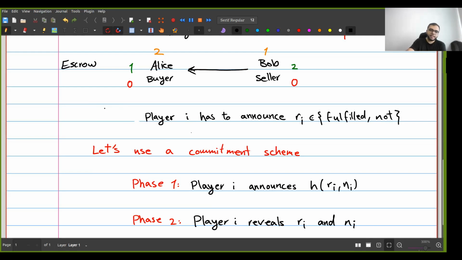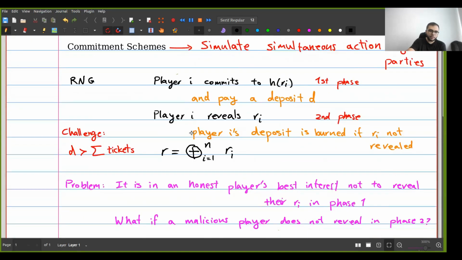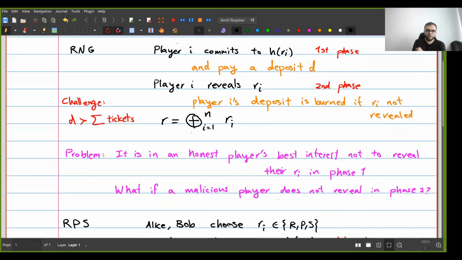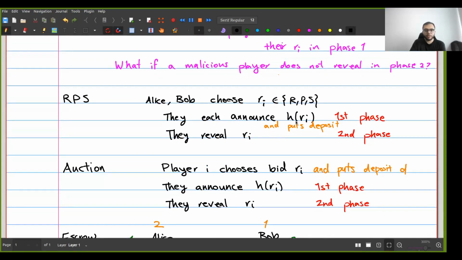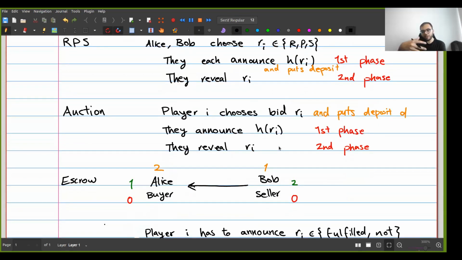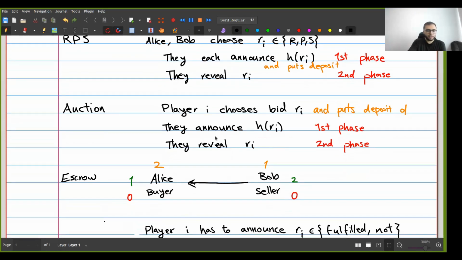So you see the conceptual difference is in the incentives. In all of these examples, each player had an incentive to keep their value hidden in the first phase. So in the random number generation, for example, you didn't want other players to know what RI you're playing when you're in the first phase. In RPS, of course, you don't want the other player to know what you're playing in the first phase, because then they would just play the best strategy against you and they will win. In the auctions, it's a similar situation. You don't want other people to know how much you're bidding, because they can just bid higher than you, right? So in all of these cases, it was in every player's best interest to hide their input, to hide their strategy, bid, whatever you want to call it, to hide their RI in the first phase.